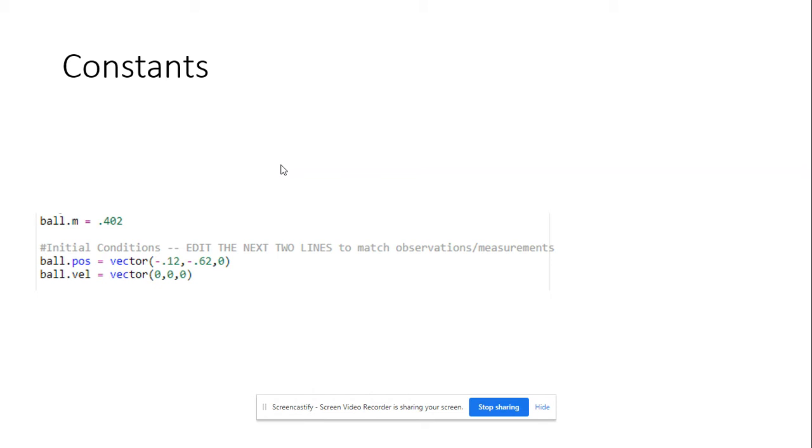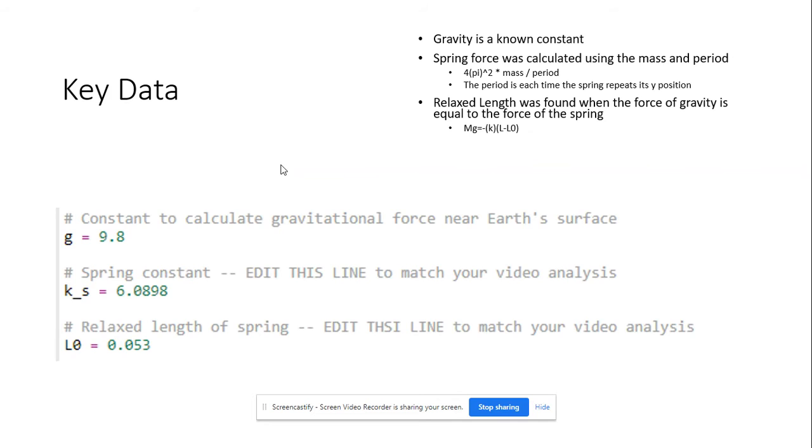Some constants: the mass of the ball is given to us, and it was 0.402, and the starting x and y position are given in the ball position vector, and our velocity is 0 to start. More known constants: gravity is 9.8 meters per second downward, and our spring constant, which was found using 4 pi squared times the mass over the oscillation period, which we found using our data in the tracker app. And then our L naught, which is found using the force of gravity being equal to the force of the spring.